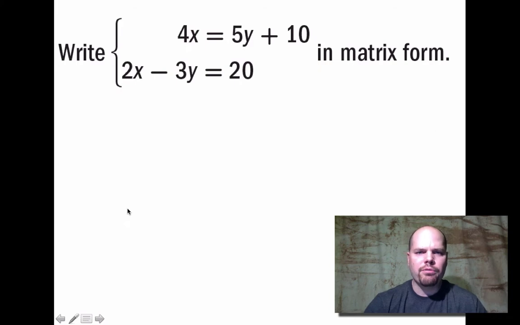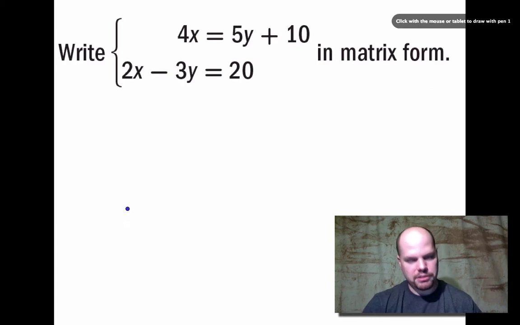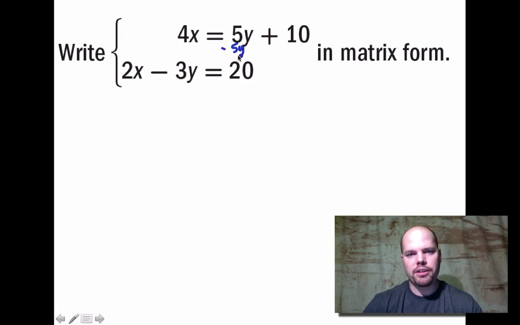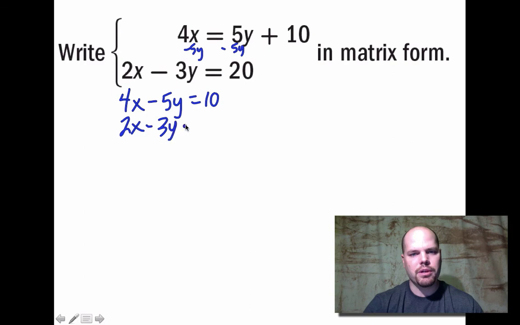All right, now write 4x equals 5y plus 10 and 2x minus 3y equals 20 in matrix form. Right away, you can hopefully see that this is not set up in the correct form. We want these in standard form, so we would need to subtract 5y from both sides. So we should first rewrite this in standard form: 4x minus 5y equals 10. And then the bottom one is good: 2x minus 3y equals 20. So that's first how you should rewrite your system in standard form.